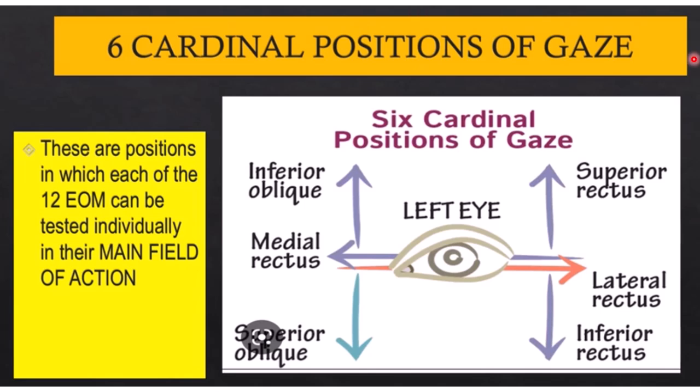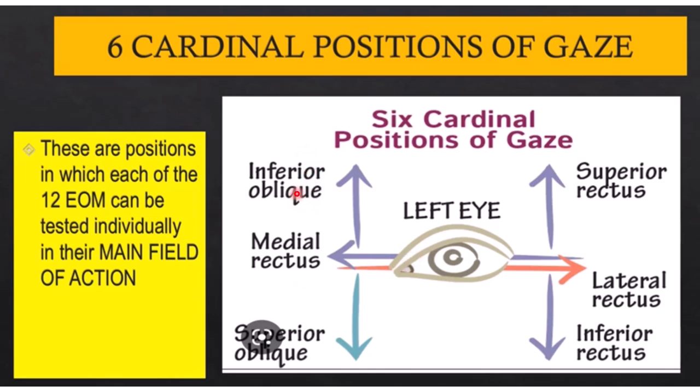Now there are 6 cardinal positions of gaze. By cardinal position we mean that each of the 12 extraocular muscles can be tested individually in their main field of action. Okay, it's in an H shape. So for example, let's take the left eye. Now adduction is by the medial rectus, so that's the cardinal position for the medial rectus.